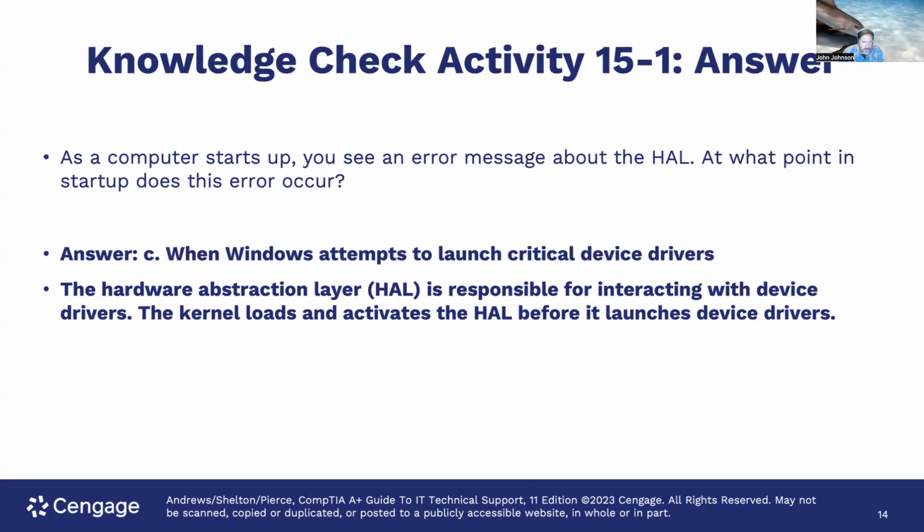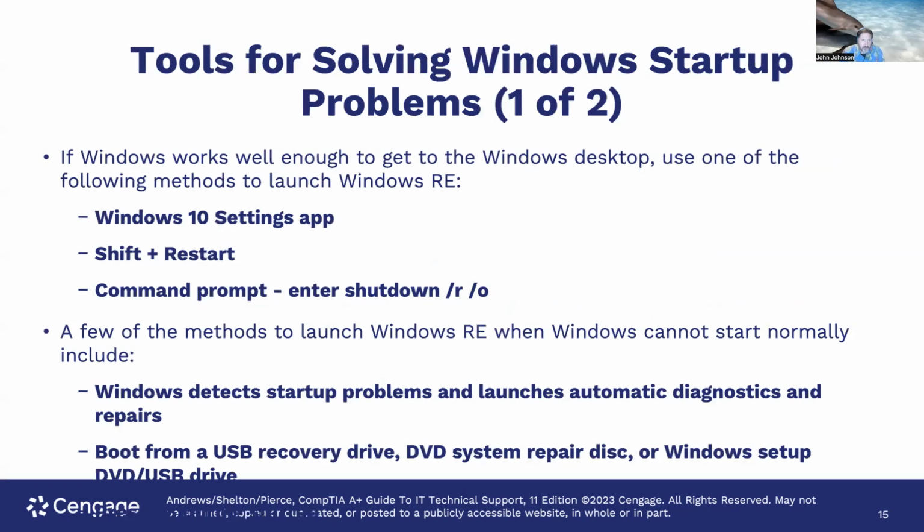And the answer is C, when Windows attempts to launch critical device drivers. The hardware abstraction layer is responsible for interacting with device drivers. The kernel loads and activates the HAL before it launches the device drivers. That makes sense.